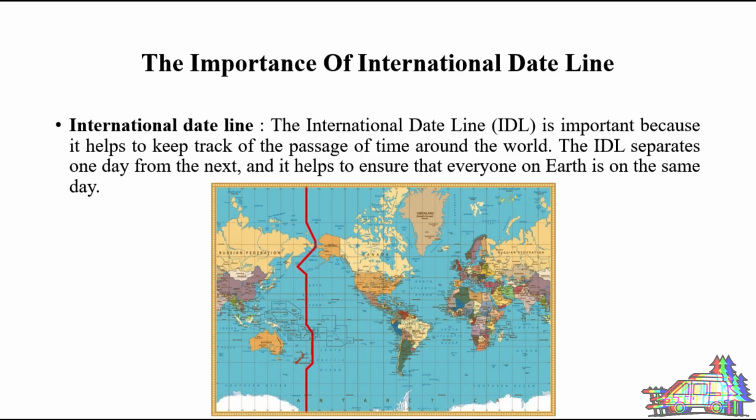The importance of the international date line. The international date line, IDL, is important because it helps to keep track of the passage of time around the world. The IDL separates one day from the next, and it helps to ensure that everyone on Earth is on the same day.